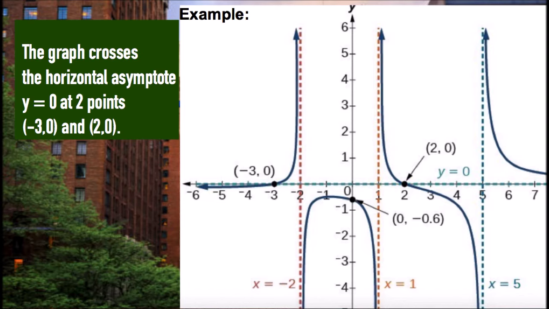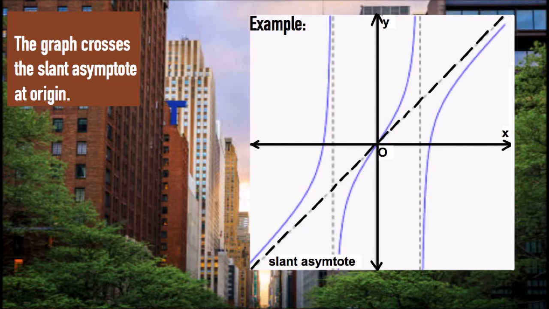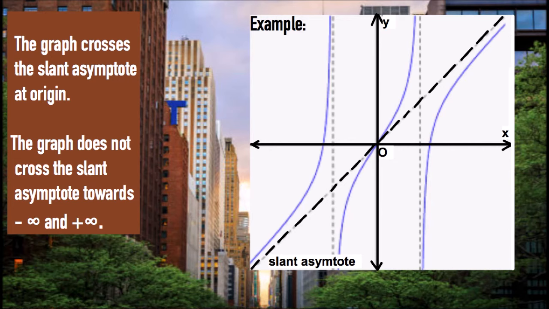Example, the graph crosses the horizontal asymptote y equals 0 at 2 points: the point with coordinates negative 3, 0 and the point with coordinates 2, 0. The graph does not cross the horizontal asymptote towards negative infinity and positive infinity. Another example, the graph crosses the slant asymptote at the origin. The graph does not cross the slant asymptote towards negative infinity or positive infinity, as you see here.